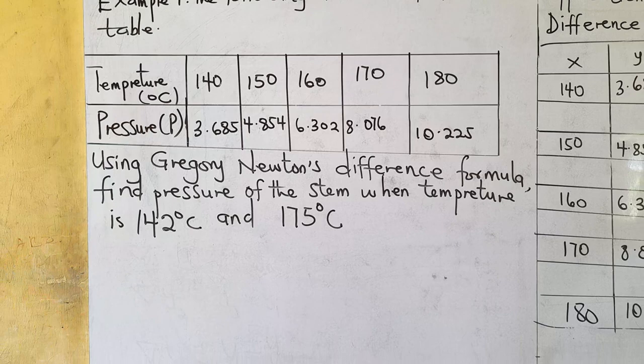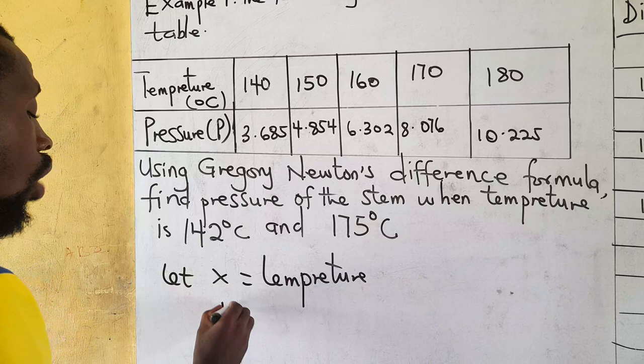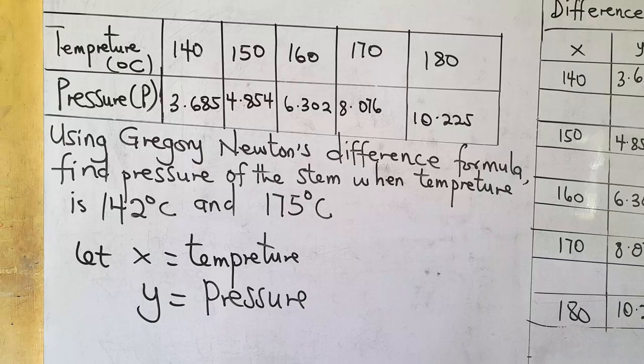So what do we do? We need to construct a difference table. Before we do that, we should let X be equal to temperature. Then our Y should be equal to the pressure. We can say these are the values of X, and temperature is now X, and pressure is the Y. So we construct our difference table like this.